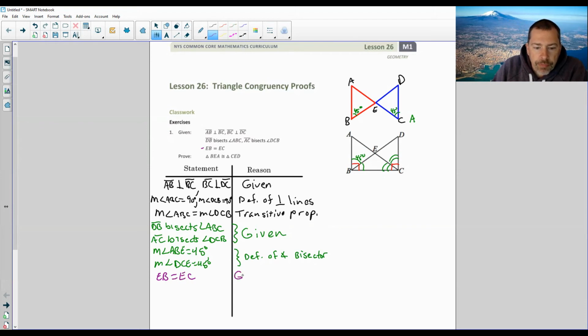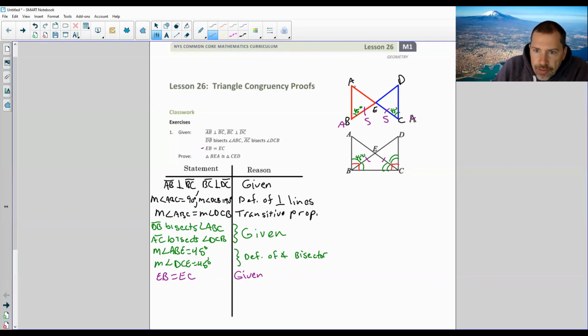Given. I'm going to mark it here, though it's a little confusing because it's not the whole length. BE is congruent to EC, and that's a side, by the way. So now we have an angle and a side. Let me put an A over here. Let's make them all the same color. So we have an angle, we have a side. Okay, so that was given.